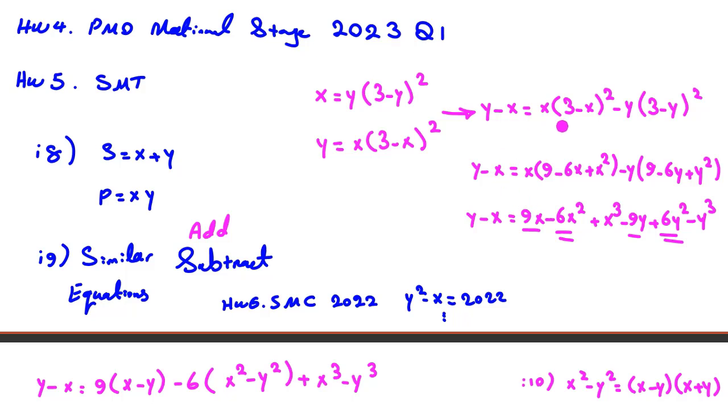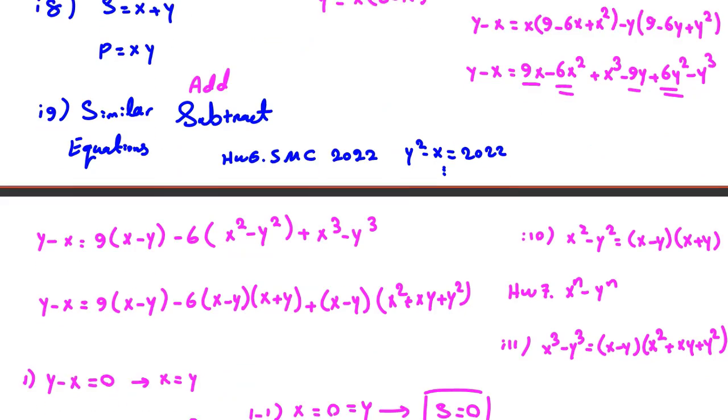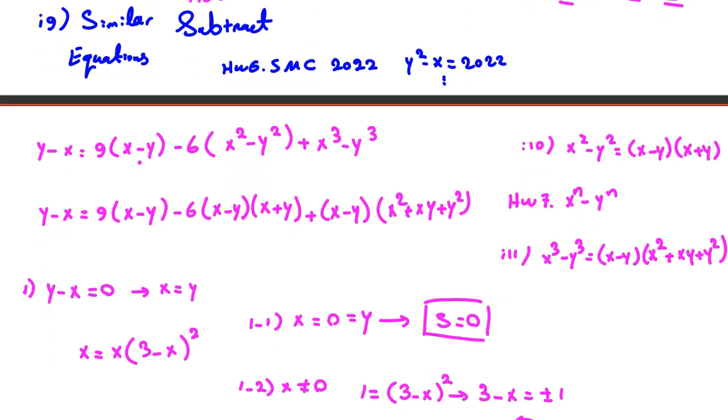Okay, so here when we subtract, it will be x times (9 minus 6x plus x squared) minus y times (9 minus 6y plus y squared). Then we can expand: 9x minus 6x squared plus x cubed, minus 9y plus 6y squared minus y cubed. So y minus x is 9 times (x minus y) minus 6 times (x squared minus y squared) plus x cubed minus y cubed. And then we can factor out x minus y, using this identity for x squared minus y squared.